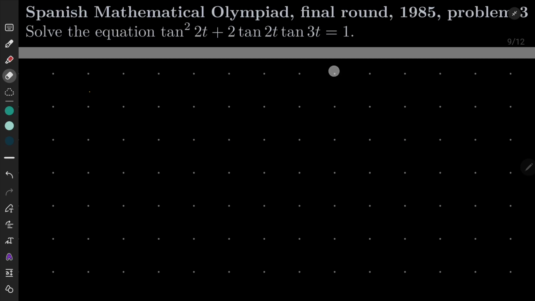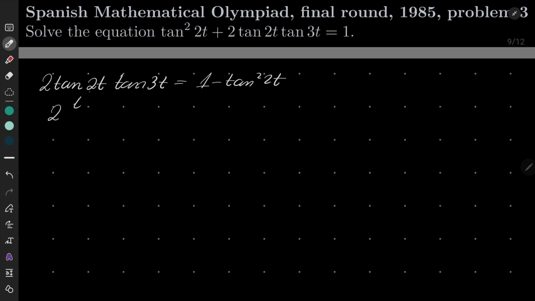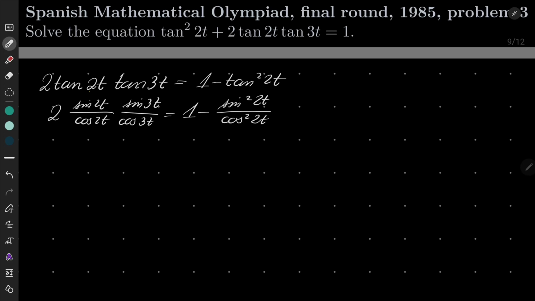Okay, so I hope that you tried your best. So let's take this equation and I will write it as 2 times tangent of 2t, tangent of 3t equals 1 minus tangent squared of 2t. And now tangent is sine over cosine. So I can write something like that.